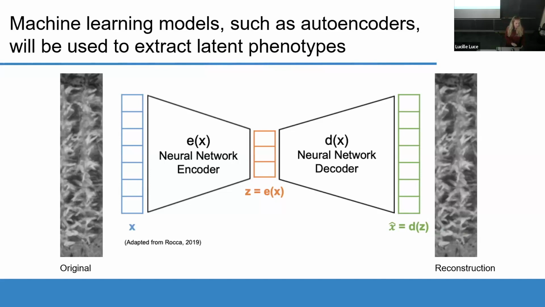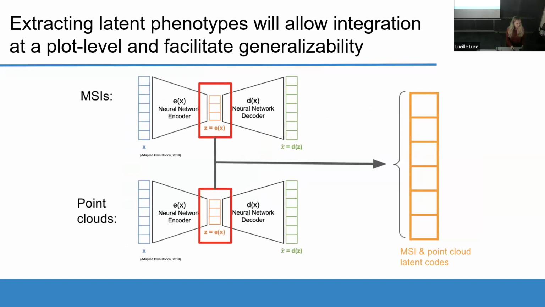So we first trained this model on the multispectral images with an original dimensionality of about 40,000 values down to a single vector that is 512 values. So achieving integration on these images will involve training these models on multispectral images, and again on point clouds, extracting the latent space from each of these and concatenating them into a single object, which can then be used for prediction.